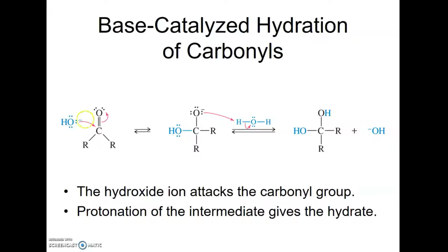So therefore, it can easily attack the carbon in here, and you get this ion again. You have a basic oxygen there, and it's going to grab a proton from water because you are using aqueous sodium hydroxide or potassium hydroxide solution. Then you get your diol this way. And so there are two ways you can make geminal diols from aldehydes and ketones, either in acidic medium or basic medium.